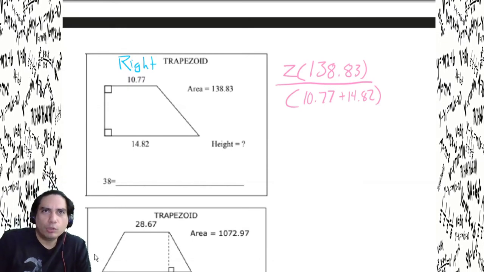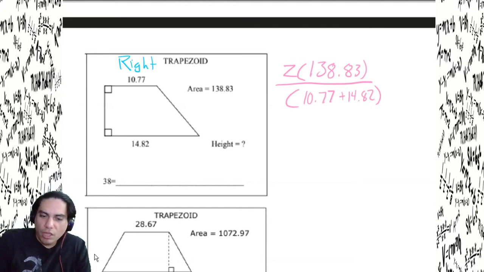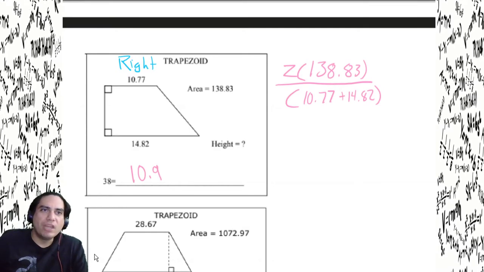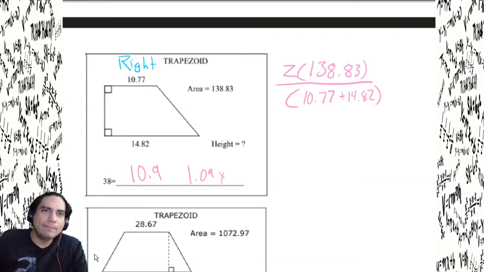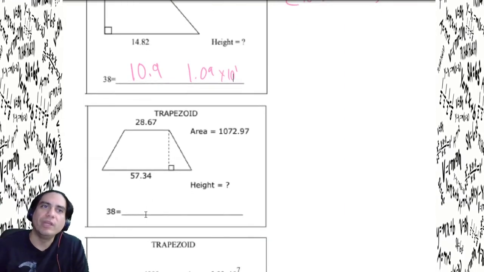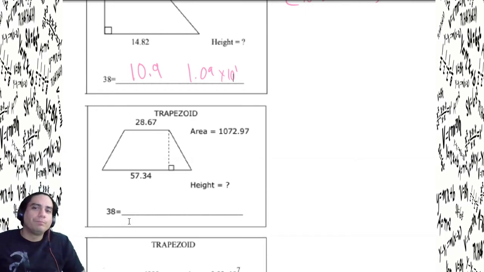So we're going to get that multiplied by 2. We got 10.77, we got 14.82. We're going to divide. And guess what our height's going to be for this problem? 10.9, or 1.09 times 10 to the first. Got to make sure you know how to write it both ways. Do we always want to write it both ways? No, we don't. But we got to.